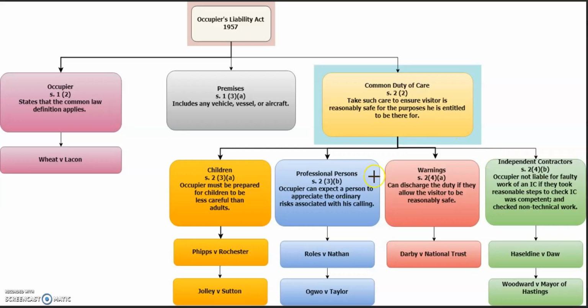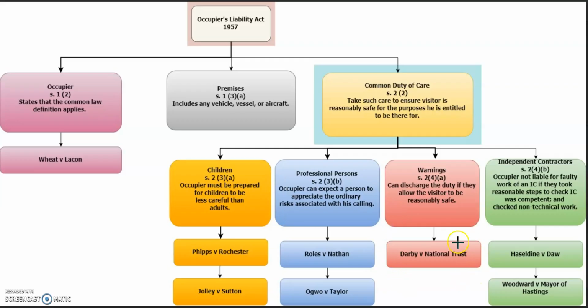Let's move on then and consider warnings under section 2.4a, because it may be possible for an occupier to discharge their duty by giving a warning of the danger. However, this section provides that a warning given to the visitor won't be treated as absolving the occupier of all liability unless in all of the circumstances it was enough to enable the visitor to be reasonably safe. So it comes back to that section 2.2. The warning must allow the visitor to be reasonably safe.